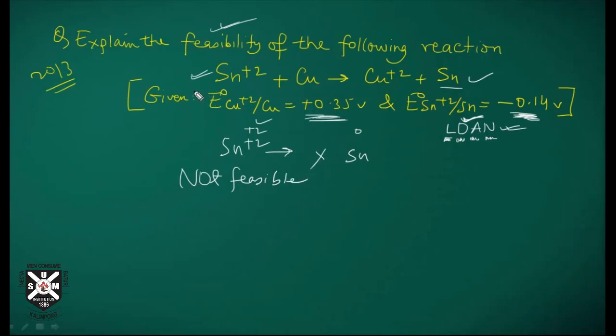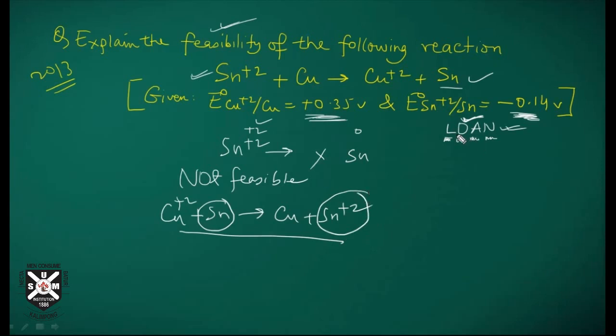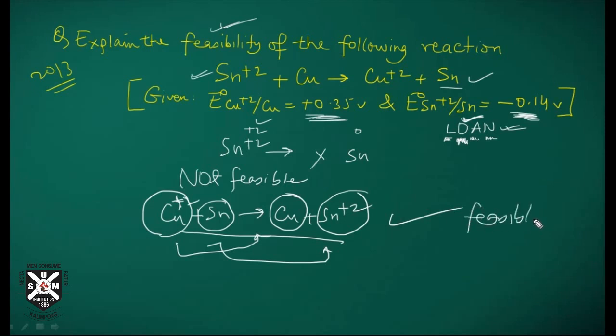Now what would the feasible reaction be? Cu plus 2 with Sn, giving Cu plus Sn plus 2. This should be the feasible reaction, where Sn is undergoing oxidation, O, and the copper is undergoing reduction. Tin is oxidized, copper is reduced. This should be the actual reaction. This is feasible, but this is not feasible.